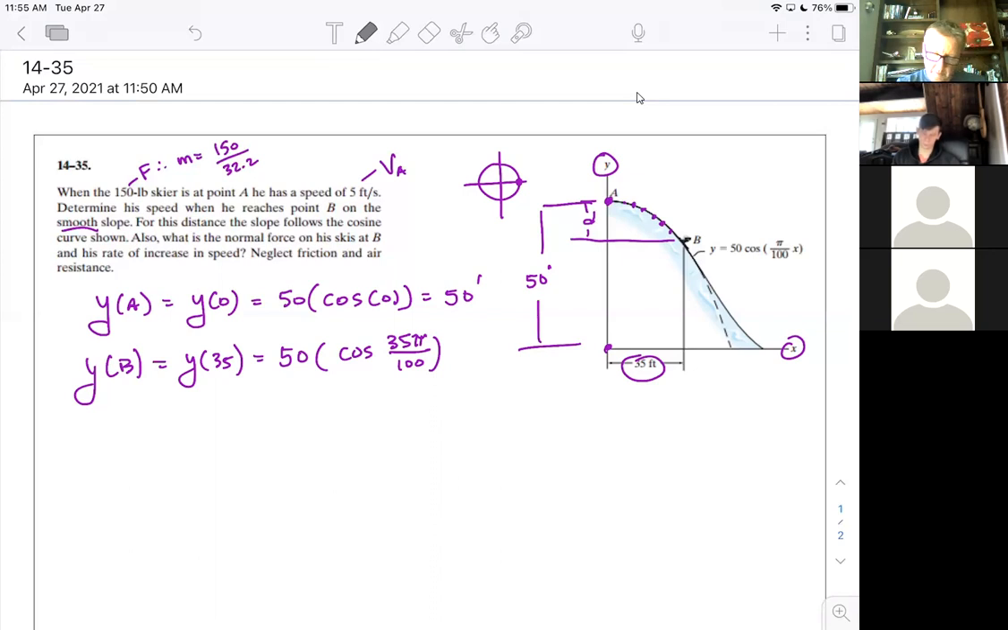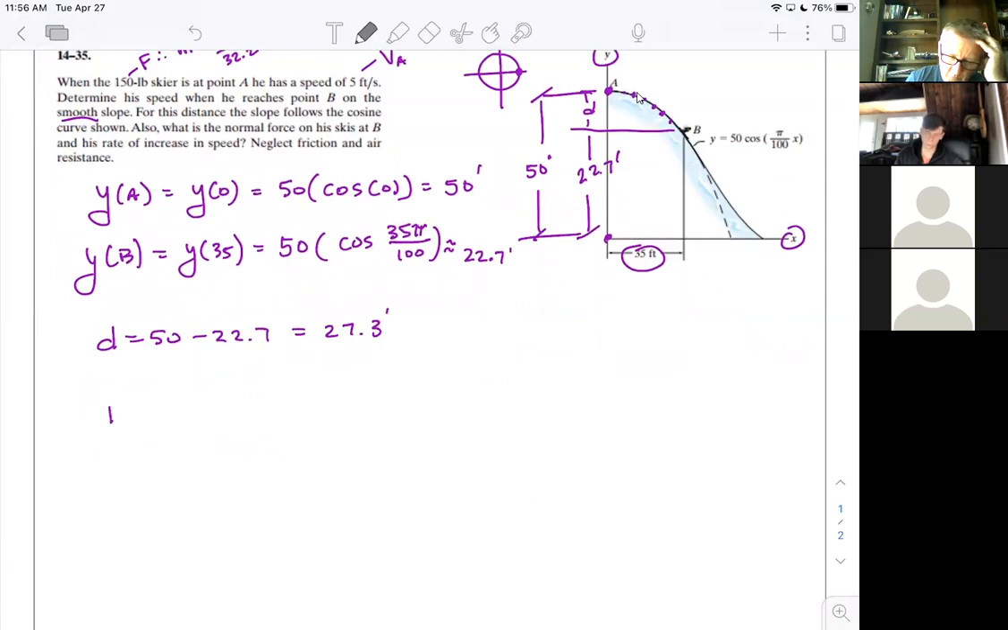We're smart. So if I type 50 times the cosine of 35 pi divided by 100, this does not come out nice. It comes out 22.699. So I'm just going to call it 22.7 feet. Which means if I subtract those, then D would be 50 minus 22.7, which is 27.3 feet. So there's D. That's all I need to know then.